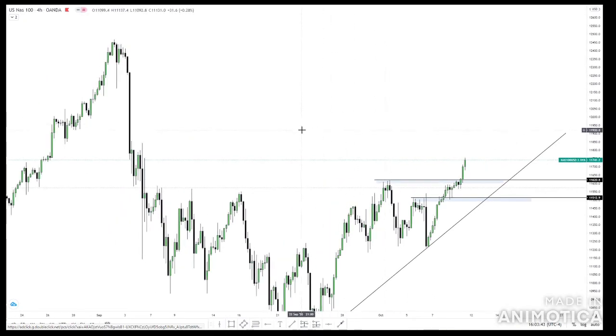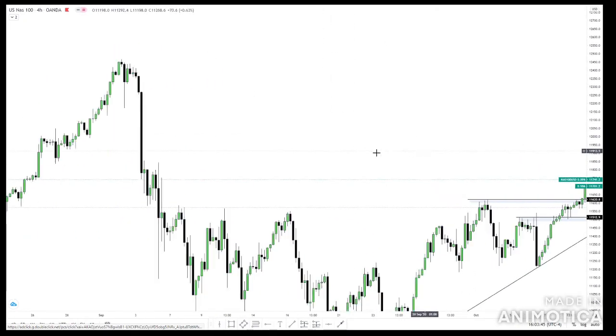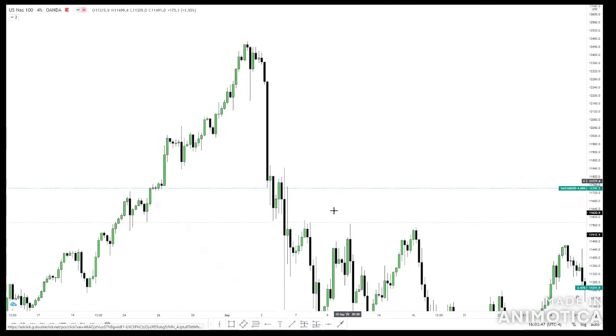If you want to sell Nas, if we take a look towards the left side right here, you can see that we have got a price breaking out here with this candlestick.